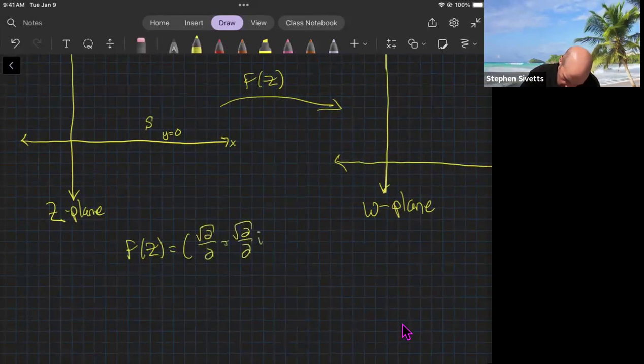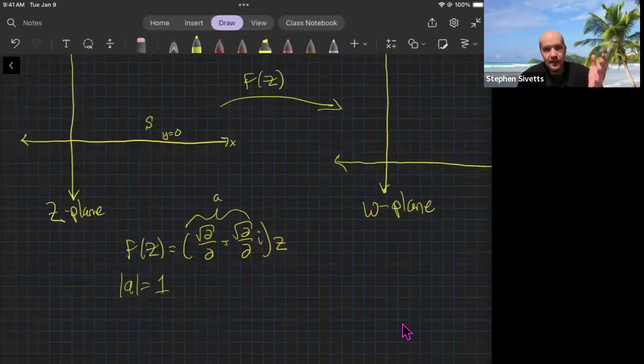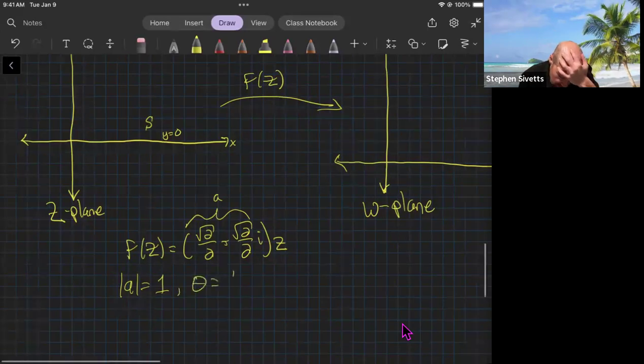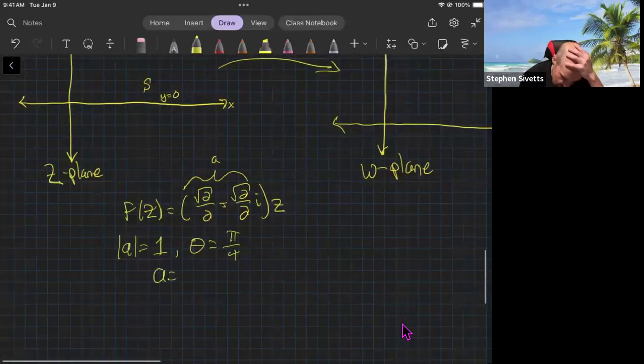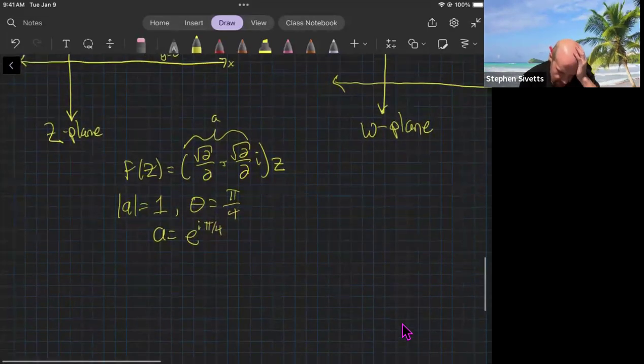Root 2 over 2i times z. So if I call this quantity a, the length of a is actually 1. Okay, it's on the unit circle. And we know that theta is pi over 4. So we can rewrite a in terms of polar coordinates, e to the i times pi over 4.